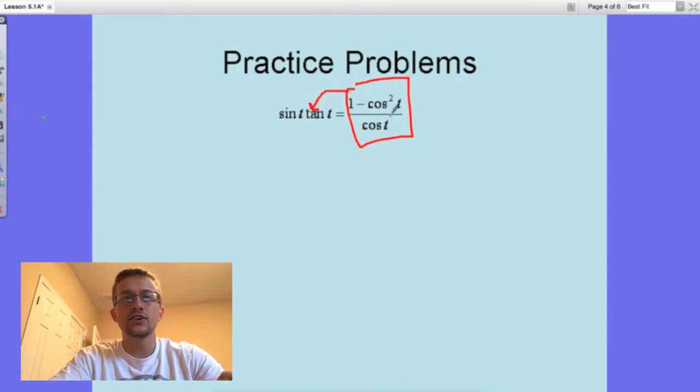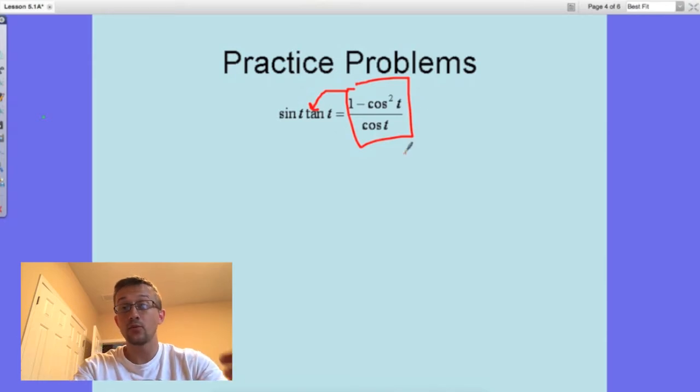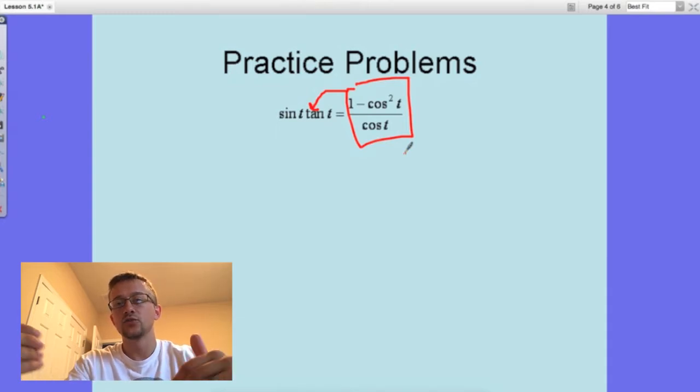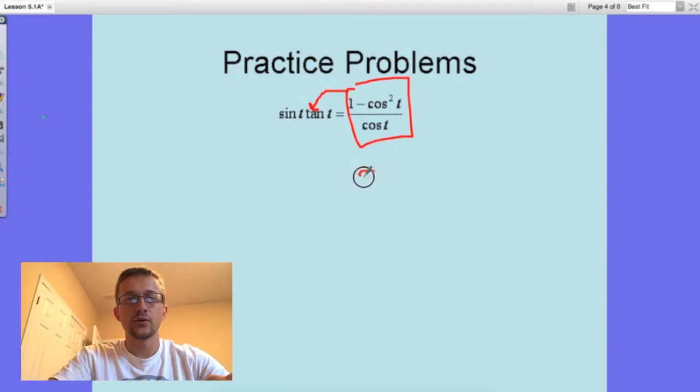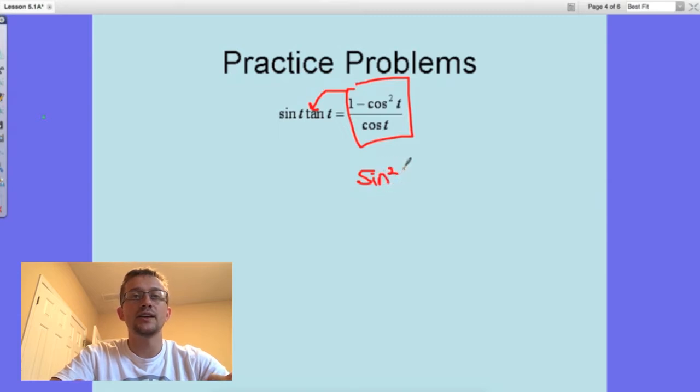So we take 1 minus cosine squared, and if we remember that one of our identities, when transformed, changes from sine squared plus cosine squared equals 1 to 1 minus cosine squared equals sine squared. So what we're going to do is put sine squared on the top right side here to hold the place on that top right. Now again, we have nothing to do with the left-hand side yet.